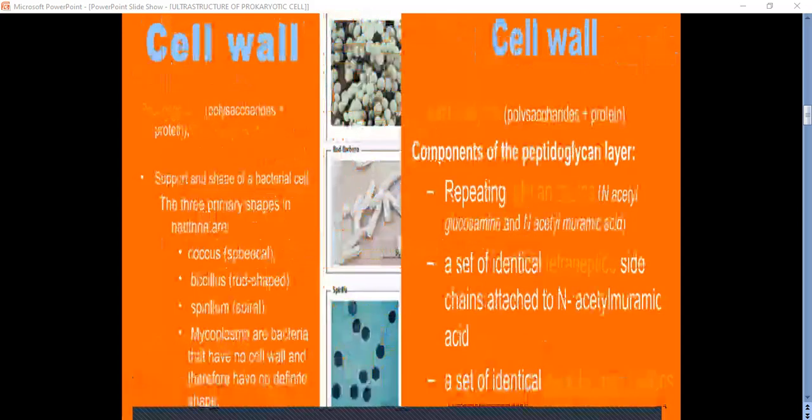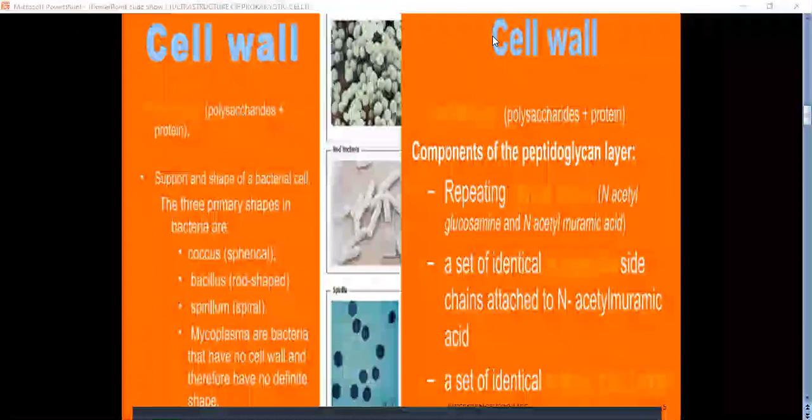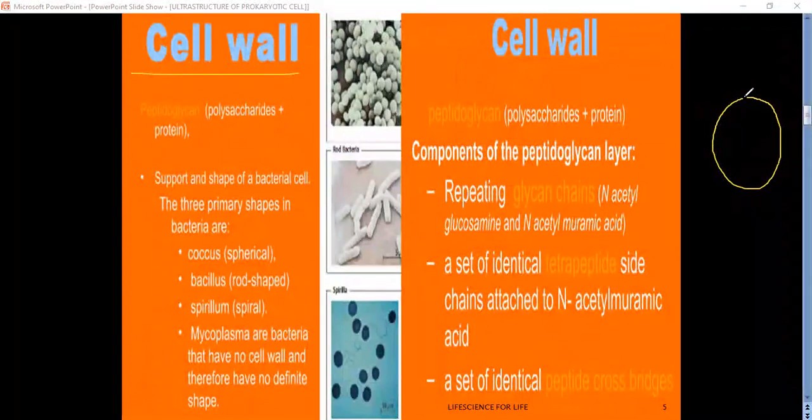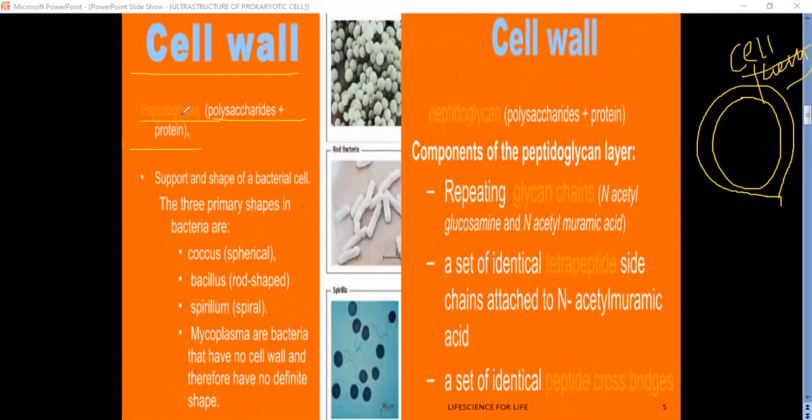Next, coming to the cell wall structure. So we have discussed the capsule, the outermost layer of the cell wall, and now we are going to discuss the cell wall. The cell wall is a membrane which consists of a peptidoglycan layer. Here peptido means peptide and glycan means carbohydrate. What will the peptidoglycan do? Peptidoglycan supports the shape of the bacteria.